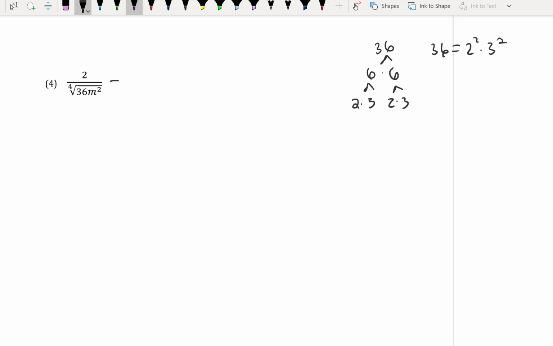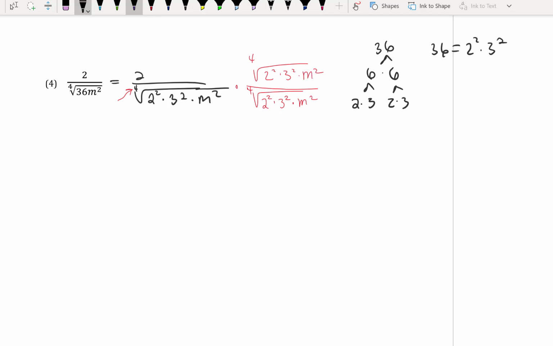So I'm going to rewrite this. This is equal to 2 times the fourth root, and I have my 2 squared times my 3 squared, and I have my m squared as well. So that's going to help me to decide what I'm going to multiply top and bottom by, and it definitely has to match my index, which is a 4. So if I have 2 squared, but I want it to match my index, then I need 2 more. So 2 squared times 3 squared times m squared.